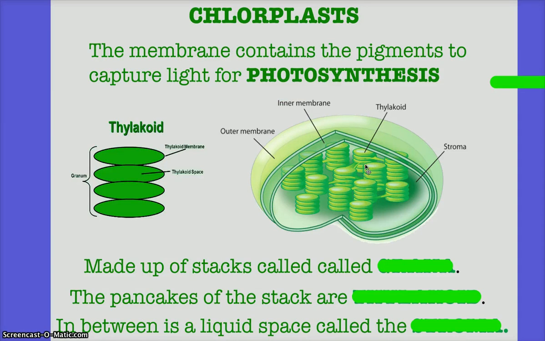I want you to try, this is a super important ACT, AP skill, and I've said this before, interpreting diagrams. So the chloroplast is made up of stacks called, look at the diagram and tell me, what do you think the stack is called? Good. It's called granum or grana. Grana is the stack. You see how they're showing you an arrow and it's showing you the whole stack. Now the pancakes within the stack are called thylakoid. Good job. And then in between the thylakoids, inside the chloroplast, there is this liquid space, which is called what?